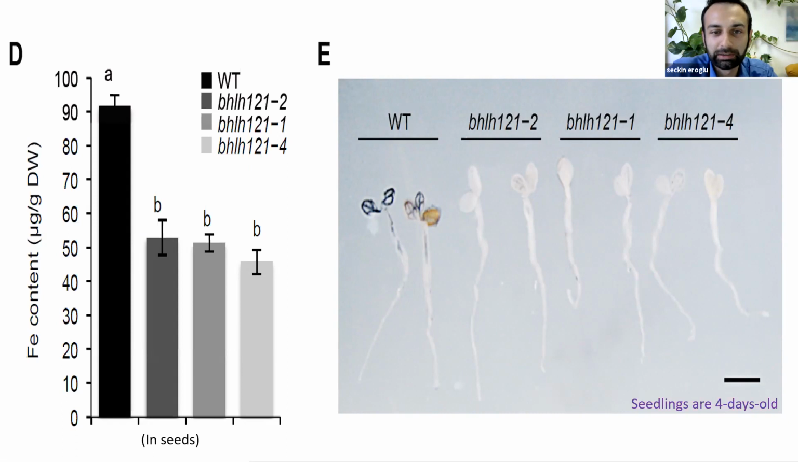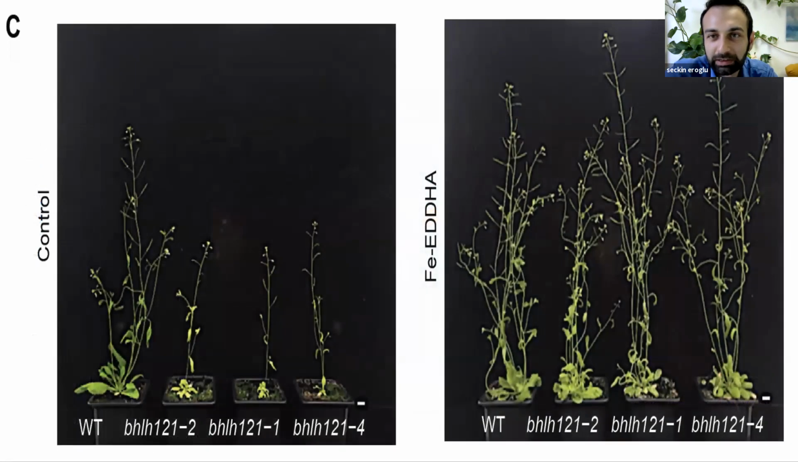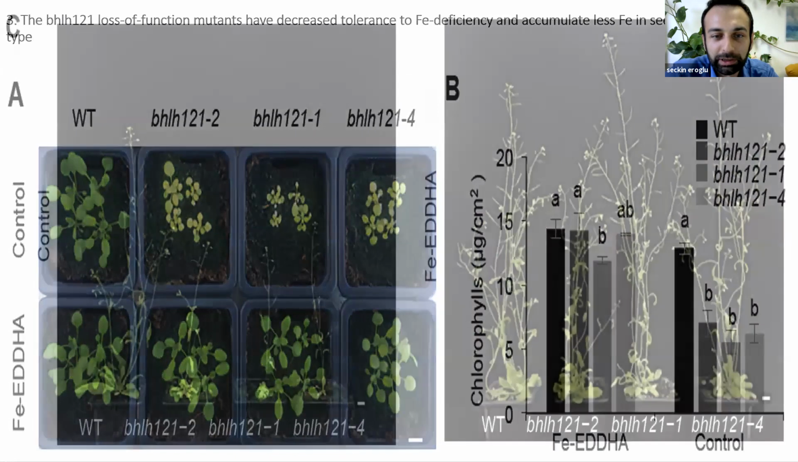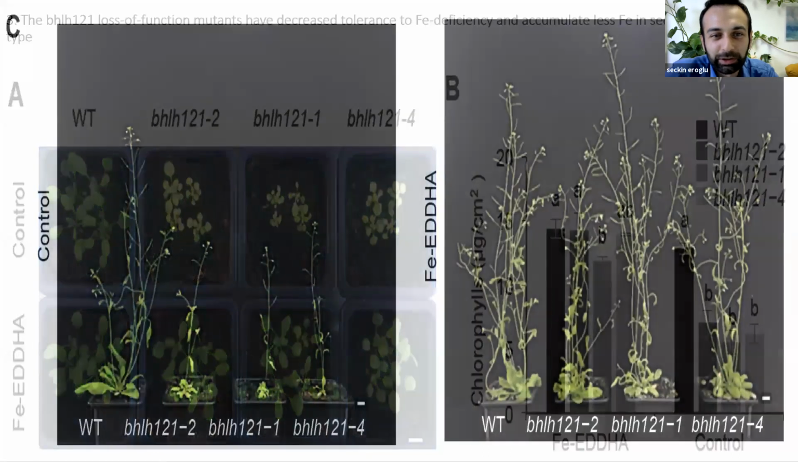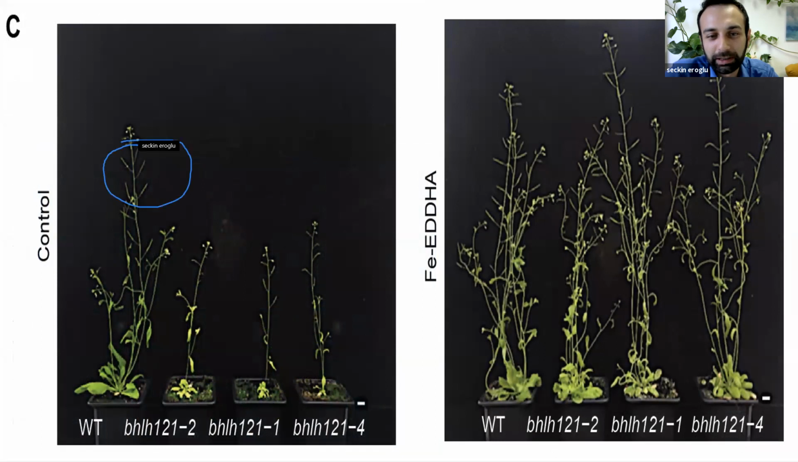Can you go one slide back? Yes, here. So here you see there are a lot of seeds. Here there are very few seeds. Usually, with an IRT1 mutant, for example, the seed iron level is almost the same as the wild type. That's why they want to look in the seed.